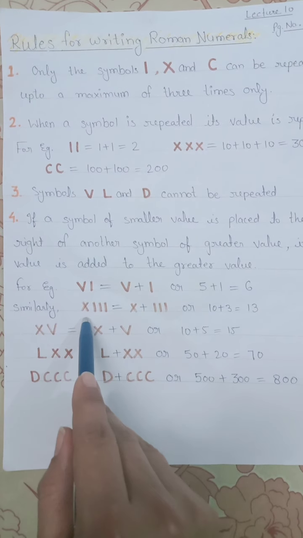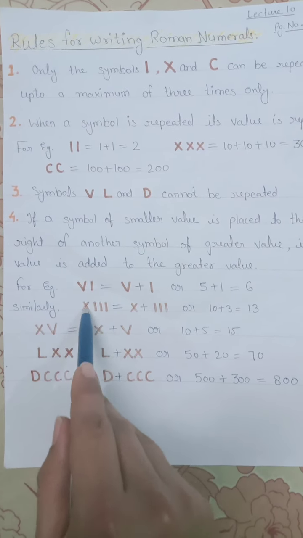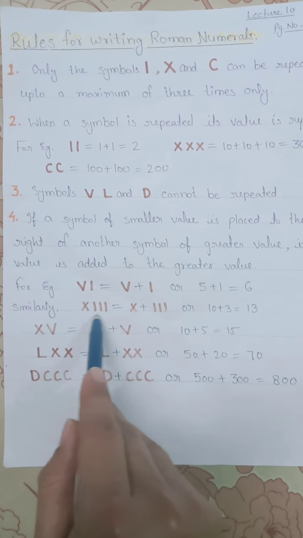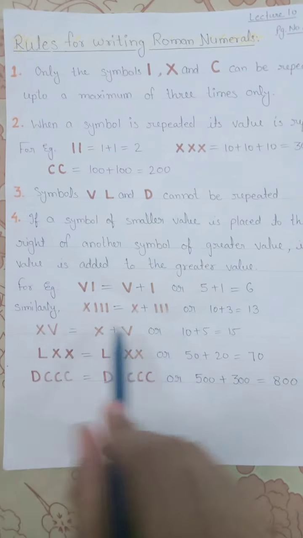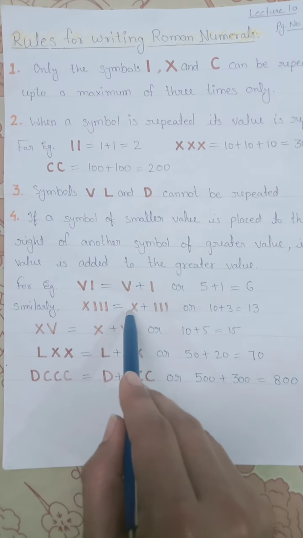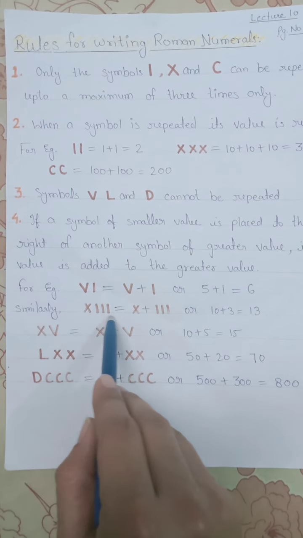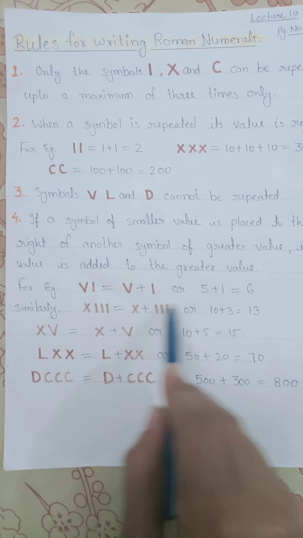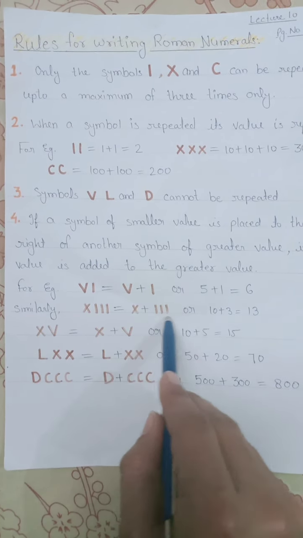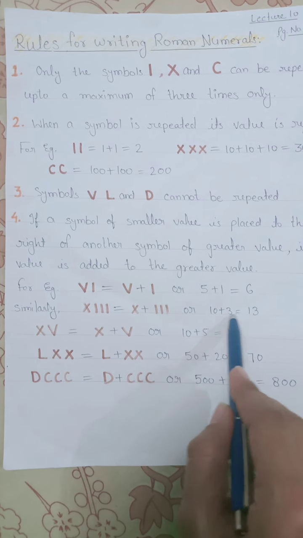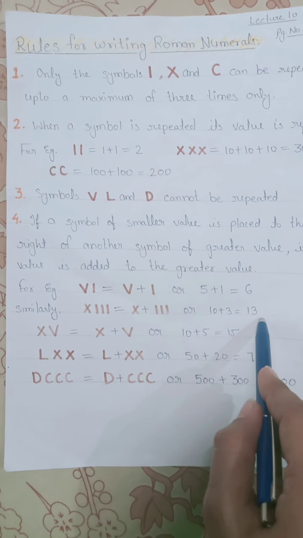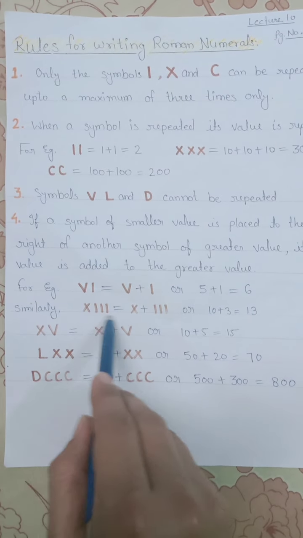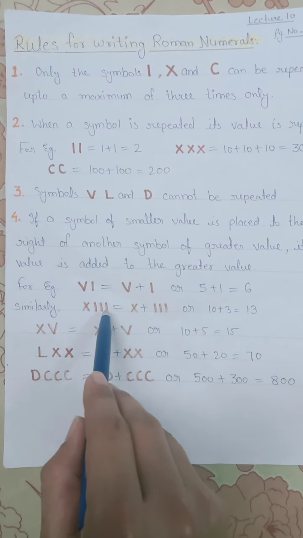Similarly, come to example number 2. X and this. We know this, what is the value of this? 3. Okay. Then we have to add here X plus 3. So the value of X will be 10 and this is 3. So what number do we get here? 13. If we want to write 13 in Roman symbols, we will write like this.